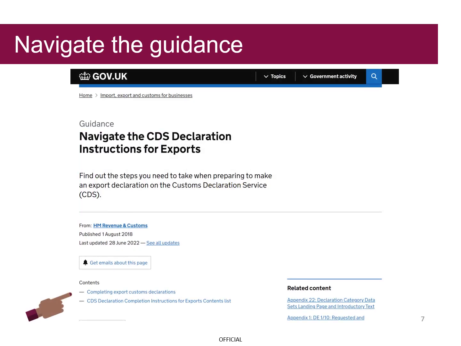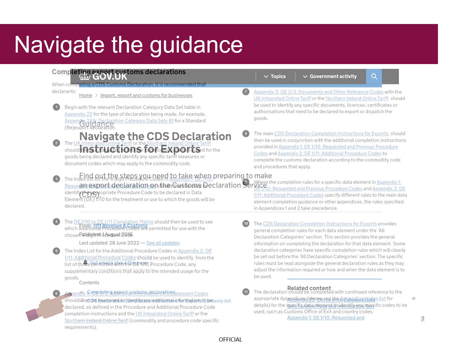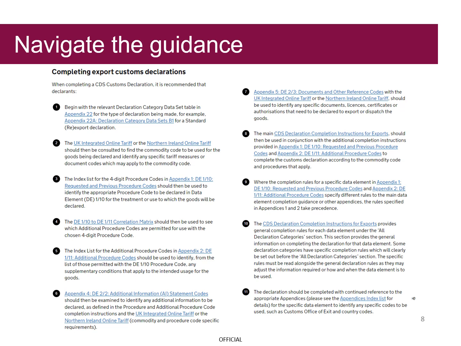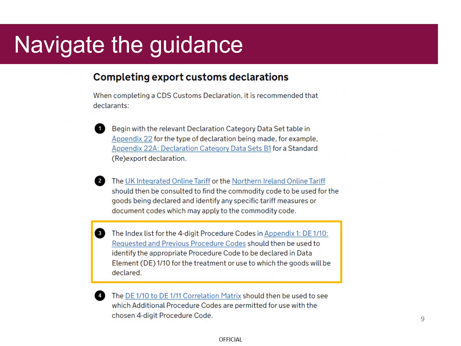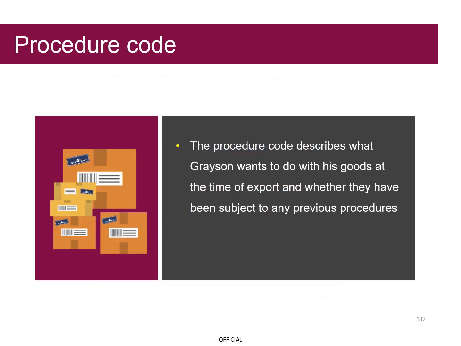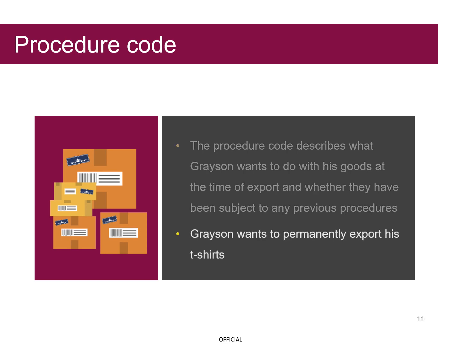To identify the procedure code, Grayson needs to ensure he's on the Navigate the CDS Declaration Instructions for Exports page. If he scrolls down, Grayson will see the 11 steps he needs to follow. Step 3 focuses on identifying the 4-digit procedure code. The procedure code describes what Grayson wants to do with his goods at the time they're exported and whether they have been subject to any previous procedures. In this instance, he wants to permanently export his t-shirts.